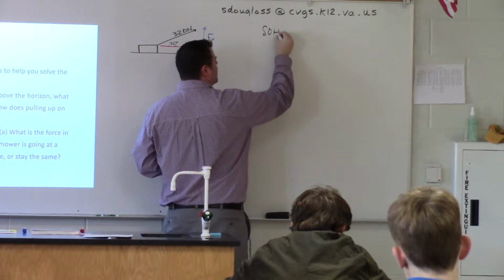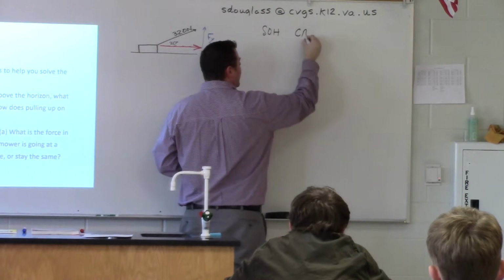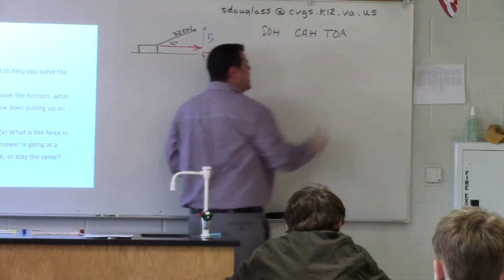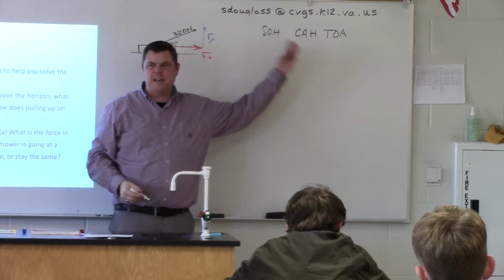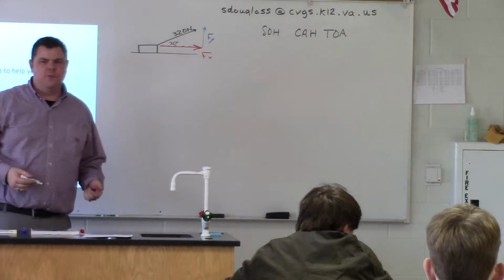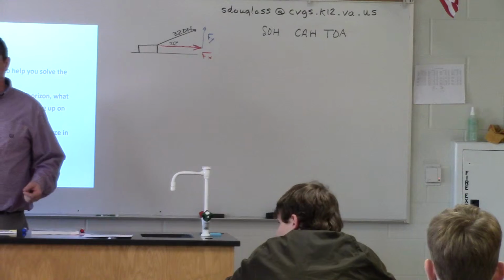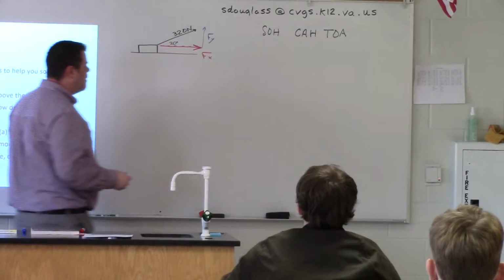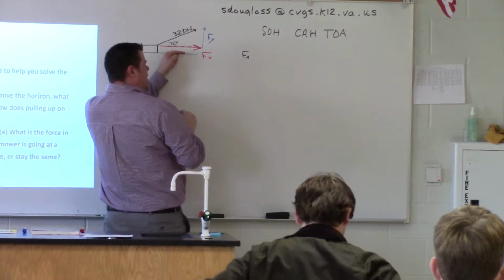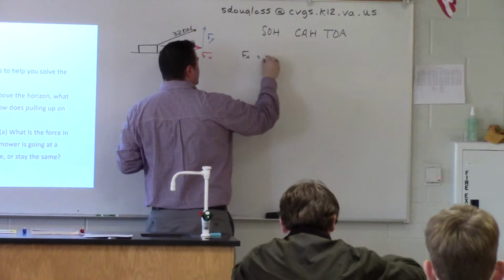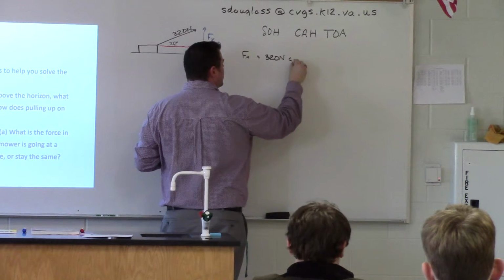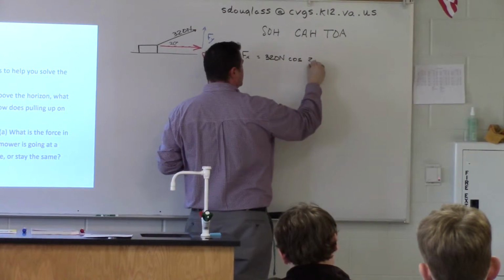SOHCAHTOA, right? Remember that? SOH, CAH, TOA. And what that is, a quick reference. It's an acronym for how you know when to use sine, cosine, tangent. Which one do we use if we look for the adjacent side knowing the hypotenuse? Cosine. Yep, because the force in the x direction, right here, is going to be that 320 newtons cosine 20 degrees.